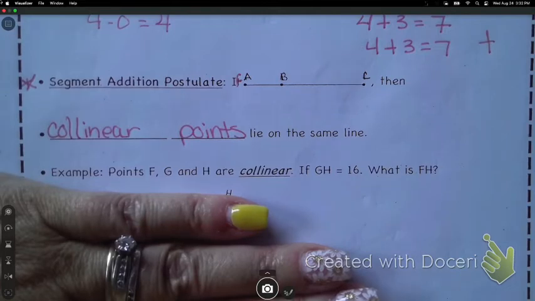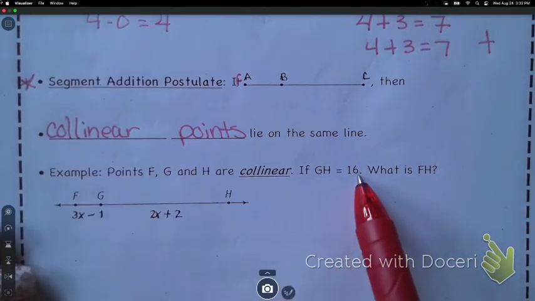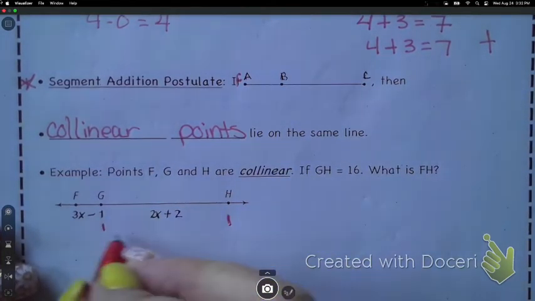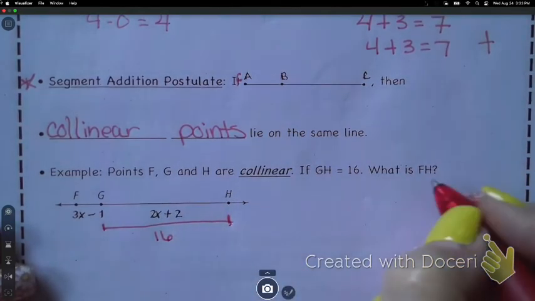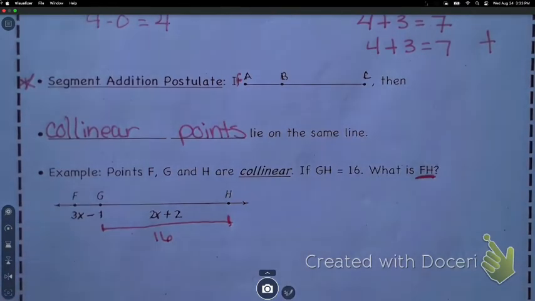And then it says GH is 16. So GH, in between G and H, what should we label this? 16. So then it says, what is FH? So on your paper, you've drawn this picture so you can work with it. Now, this one didn't mention any algebra, so they probably have a picture for you, but they will tell you non-algebraic ones, and you have to form your picture.